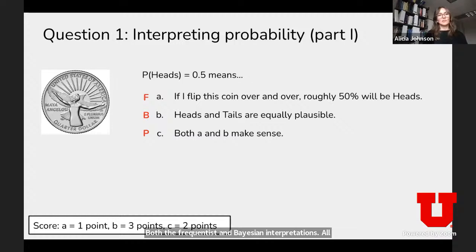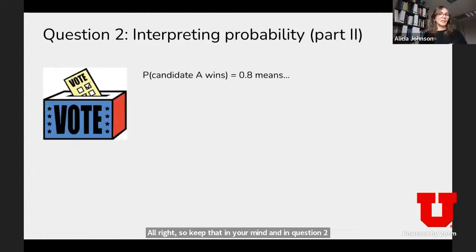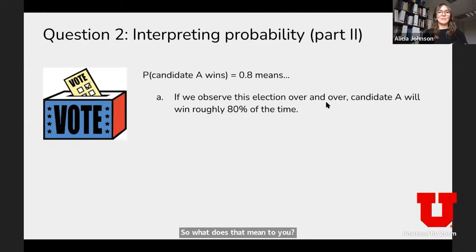And in question 2, still related to probability, except we're going to change the context. So instead of talking about a coin flip, suppose that an election is coming up and you read that the probability that candidate A is going to win the race is 0.8. So what does that mean to you? So does it mean A, if we observe this election over and over and over and over, that candidate A will win roughly 80% of the time?